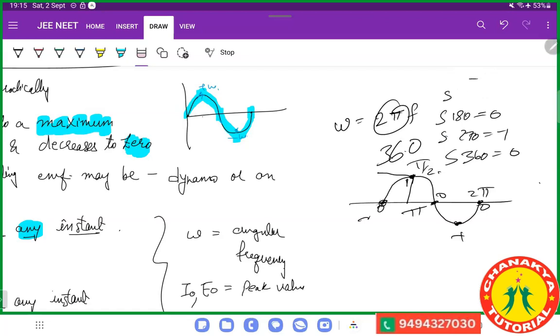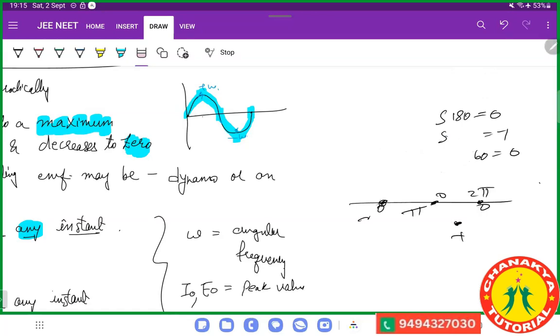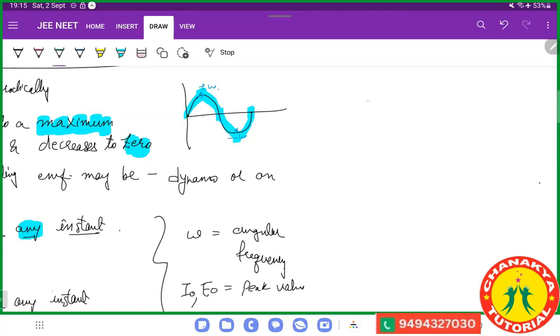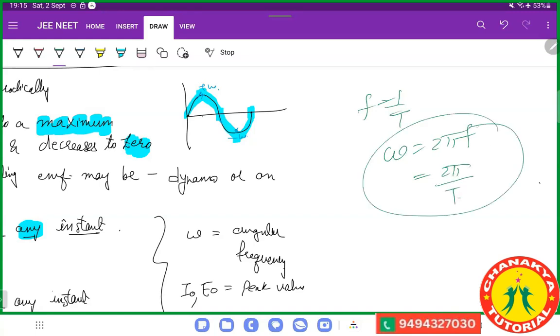Yes, I got it. So omega is 2 pi f, or another way of writing is 2 pi by T, because f equals 1 by T. So omega is 2 pi f or 2 pi by T. This thing also we need to remember. We will use omega many times here.